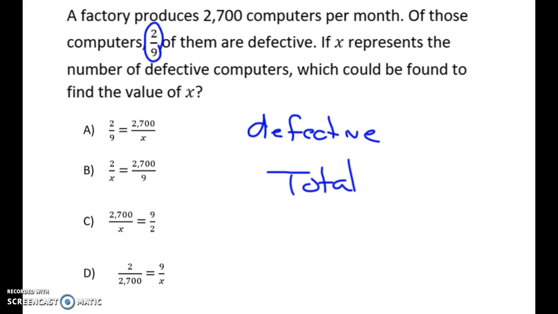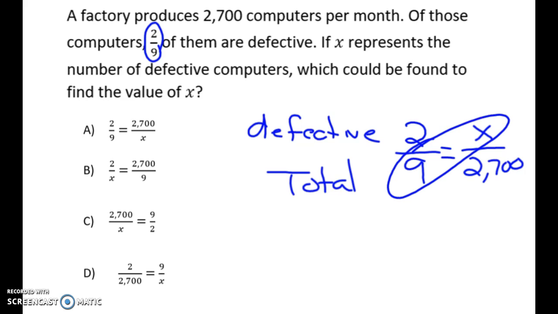So what is the first part of my proportion? My first part of my proportion is 2/9. Now the second part, again, I have a total of 2,700 computers. So is that going to go on the top or the bottom? It will go on the bottom. And then my X, I'm not sure how many defective computers there are. So once again, I'm cross multiplying X and the 9.